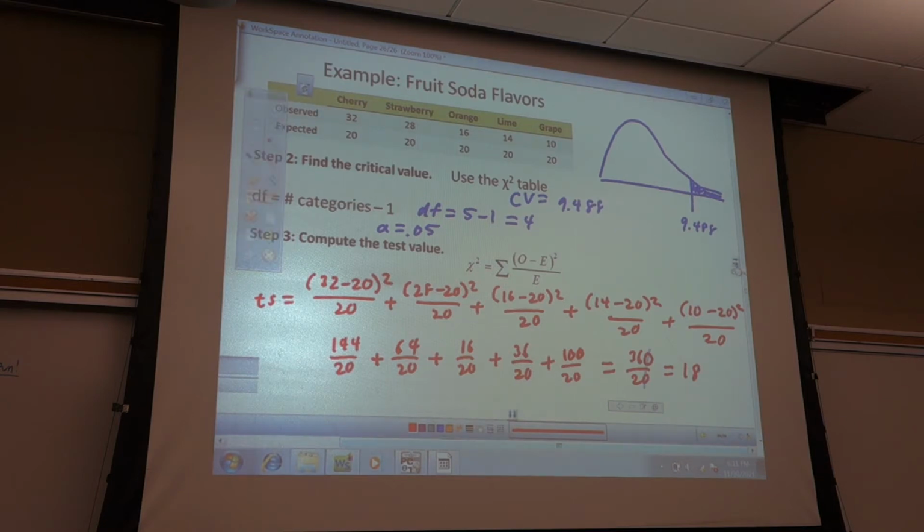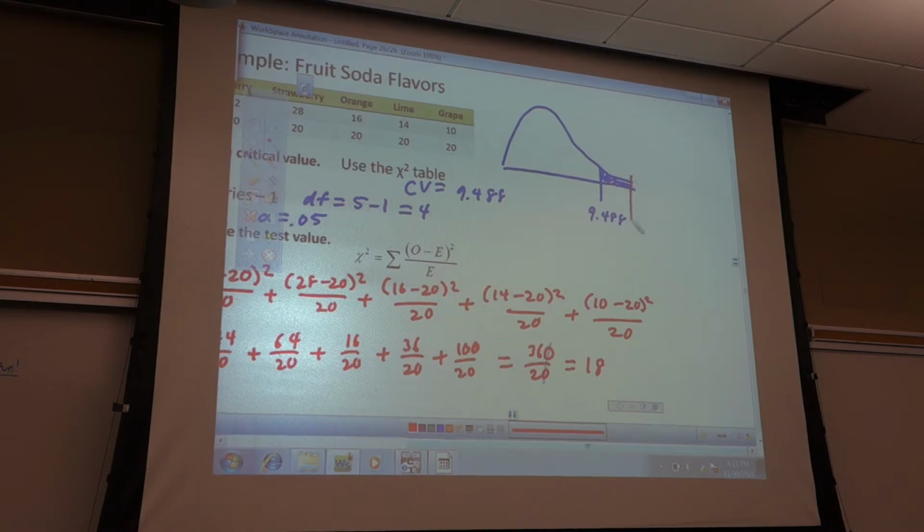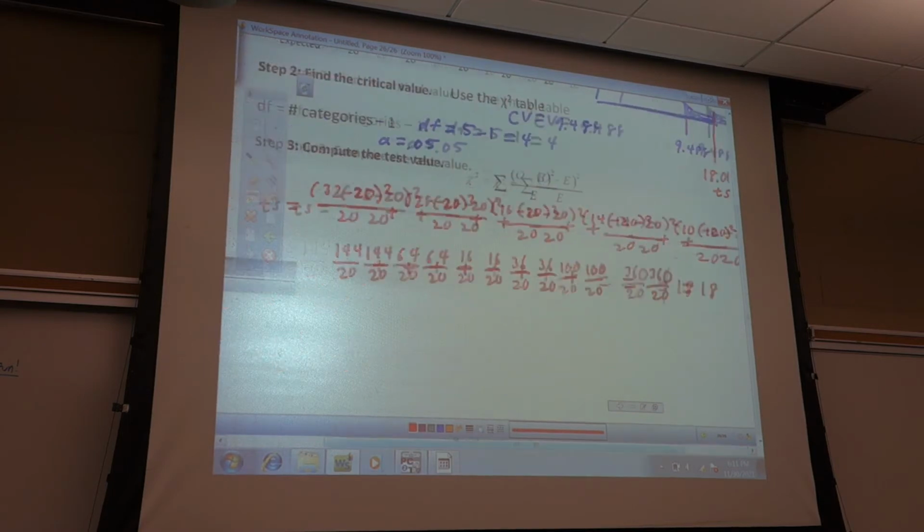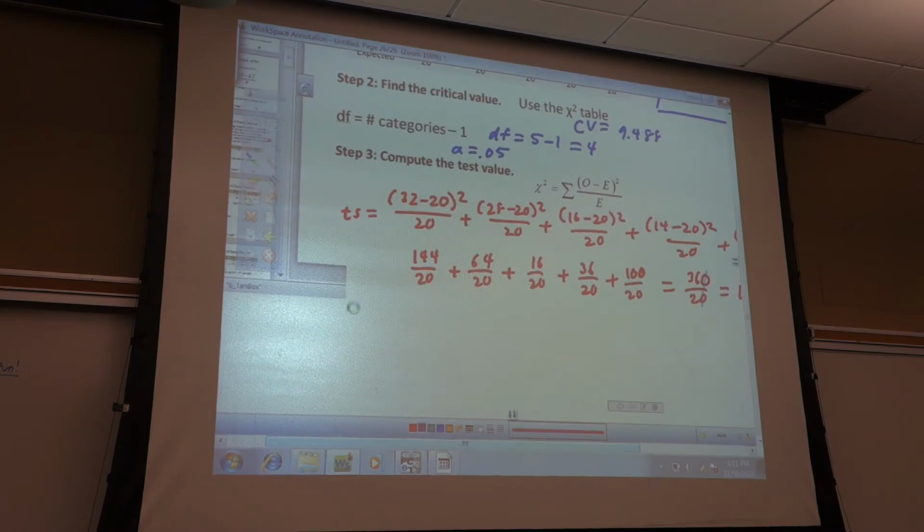Where does 18 fall on my picture? Way out here. 18. That's my test stat. So what do you think, folks? Should we reject or not reject? Reject. It's totally way out there. It's unusual, right? So we're going to reject H naught. This is my step 3. So step 4, reject H naught.